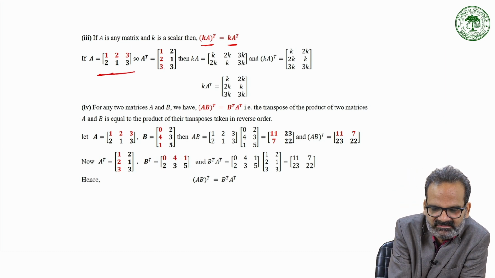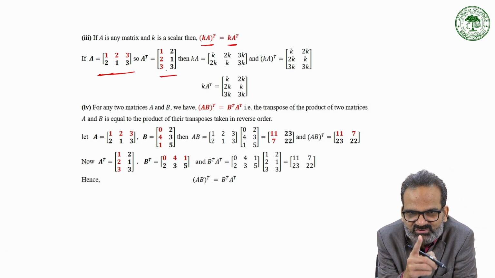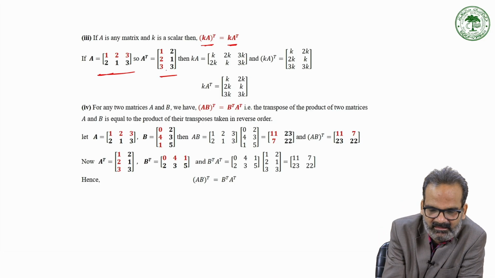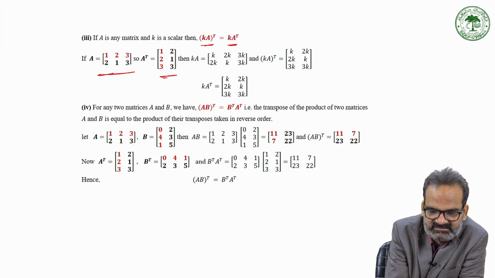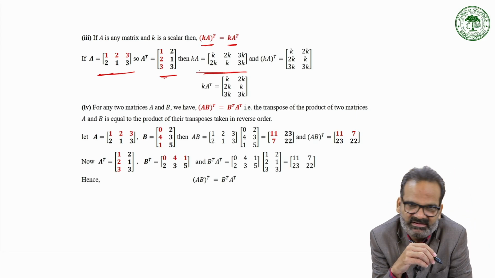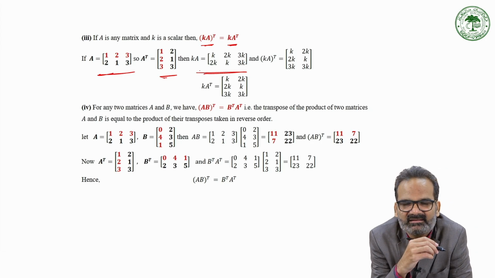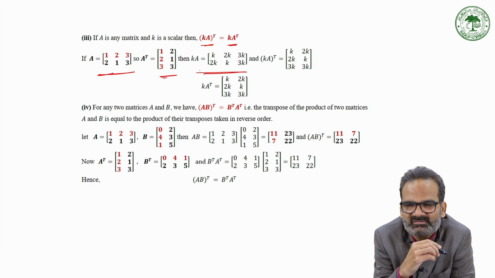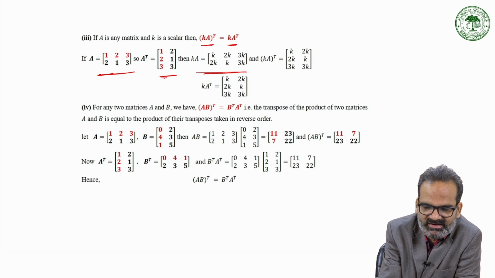A is this matrix and AT is this, right? The first row 1, 2, 3 should be converted to the first column 1, 2, 3. The second row 2, 1, 3 should be converted to the second column of AT, 2, 1, 3, right? A is this, AT is this. Now find out KA. KA means multiply the matrix by K. So multiply the matrix by K means all the elements of the matrix should be multiplied by K. So we will get here K, 2K, 3K, 2K, K and 3K.